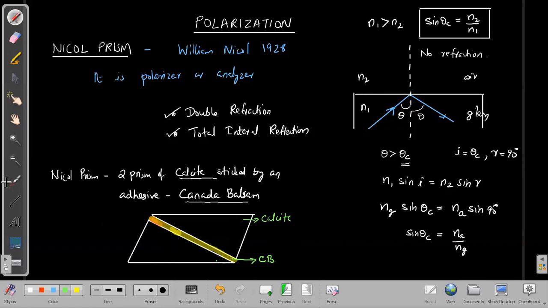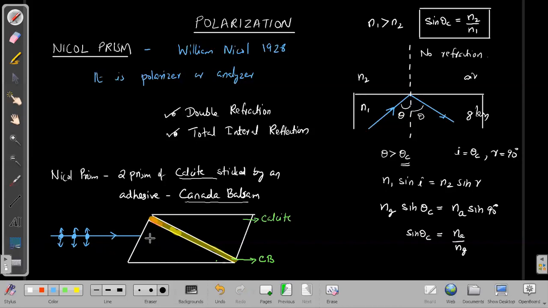Now here, if you incident an unpolarized light, better I will use some other color. So unpolarized light we can graphically represent this way: dot plus double-sided arrow. The dot usually represents S polarization, and the double-sided arrow is called the P polarization. So an unpolarized light will contain both P polarization and S polarization.